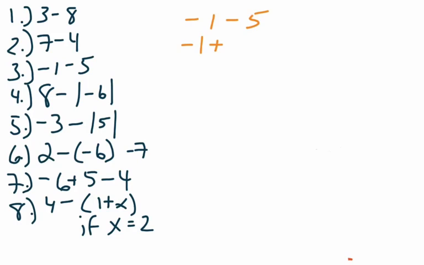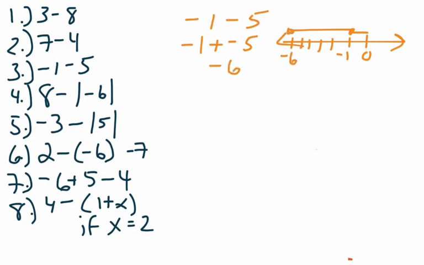That's all subtraction is. It means adding the opposite. So we're going to add the opposite of 5, which is negative 5. On your number line, this means you're going to go left 1, and then you're going to go left another 5. 1, 2, 3, 4, 5, which is going to put you down there at negative 6.